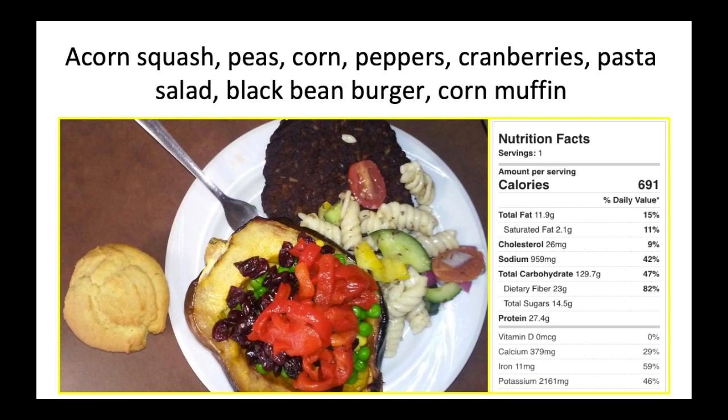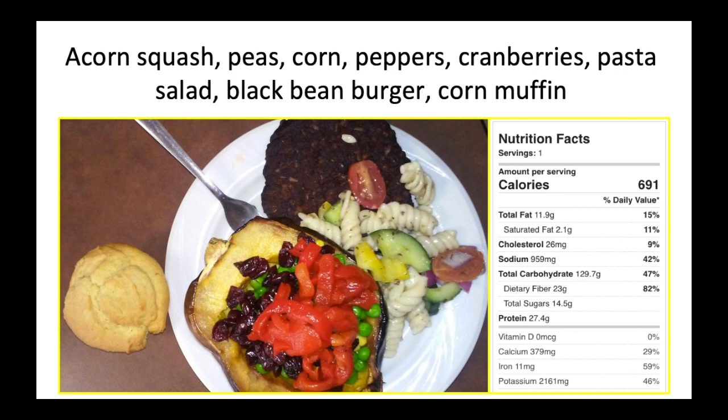This is another example of a meal. Here we have a black bean burger, a cornbread muffin, an acorn squash filled with vegetables, and some pasta salad. You can find that it's got 130 grams of carbohydrates, a whopping 23 grams of fiber. The one change I would make to this meal is that the pasta isn't whole grain. That's a white pasta. So if we switch that pasta out for whole wheat pasta, that would be a great improvement.